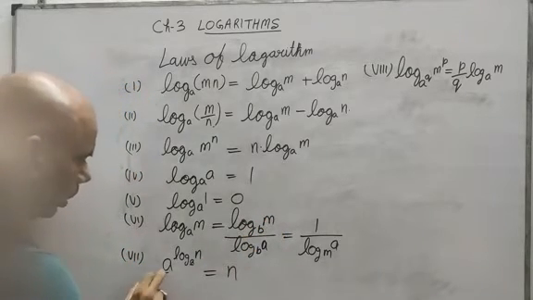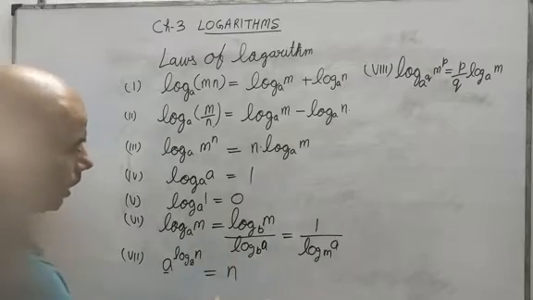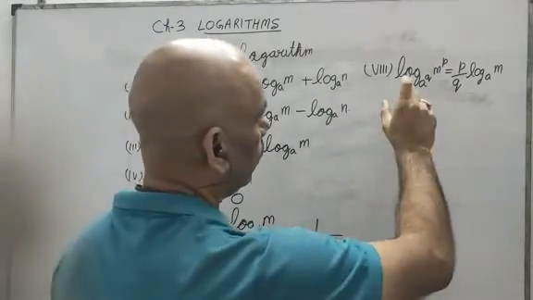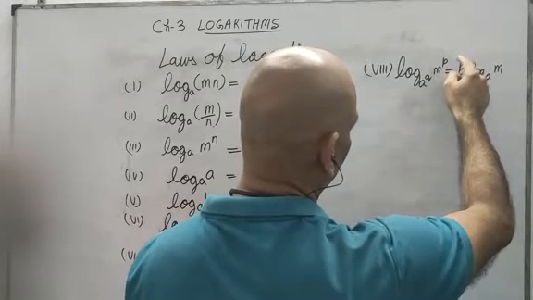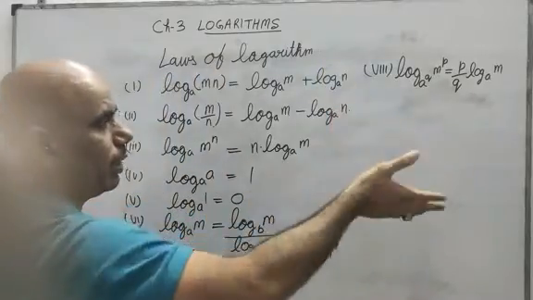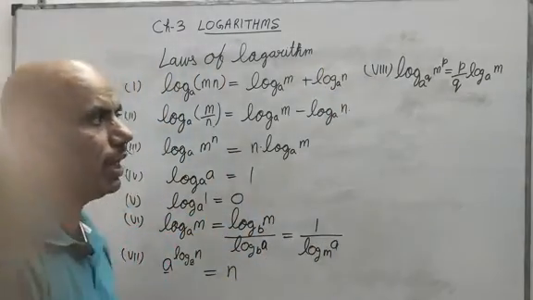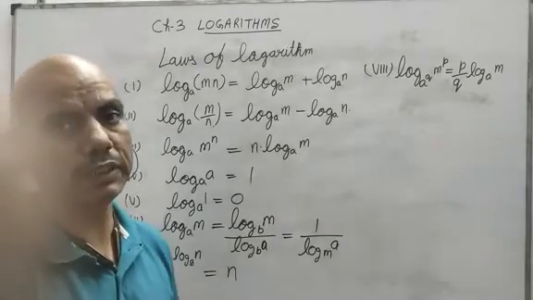Another one is A to the power log n base A, which will become n. In the end, log of m to the power p with base a to the power q: the base has a power and the number has a power, so it will become p upon q log m base a.